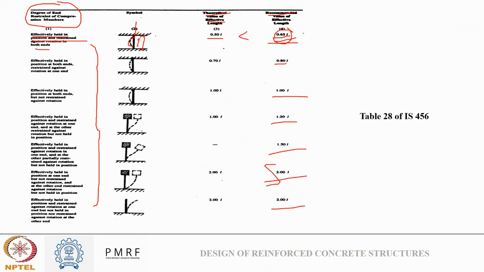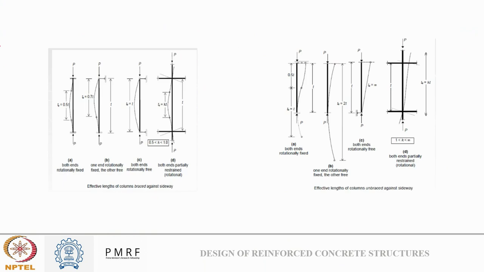Okay, so this is how we classify columns based on dimension. The same thing you can see here also, if it is not clear in the previous figure. Here you can see only this length is under a major loading action. Here also, if my support conditions are like this, only this length is under major loading action. When both are simply supported ends, both ends are rotationally free, and you can see the complete length is under loading action. So we take L effective as the unsupported length also.